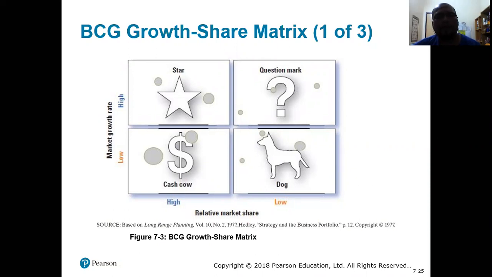A star company has a high growth rate, and at the same time it has a high market share as well. So a star company has high growth rate and high market share. That's why it is called a star. So any company that falls under this category has high growth rate and high market share.